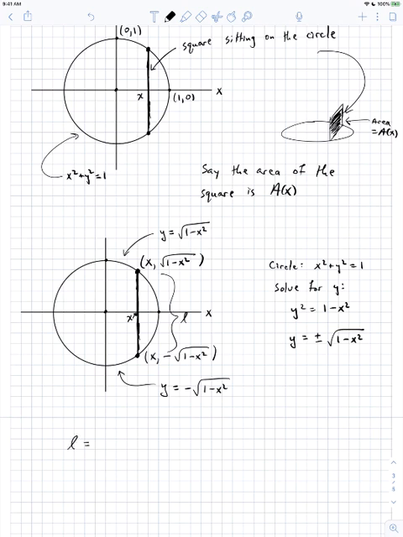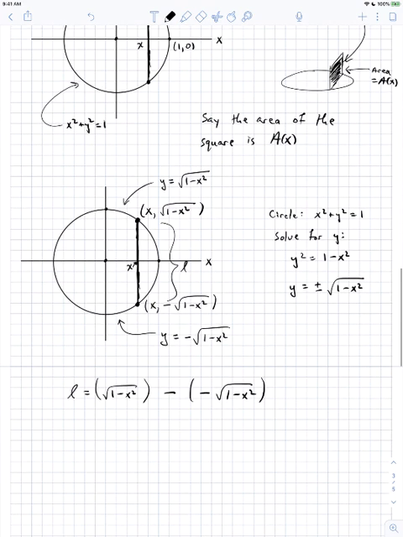equal to the square root of 1 minus x squared minus a square root of 1 minus x squared. Of course, minus and minus is a plus. So you end up with, since these two are the same, 2 times the square root of 1 minus x squared. That's this length right here. That's the base of the square. So we could put a little L here. But of course, the height is also L then.